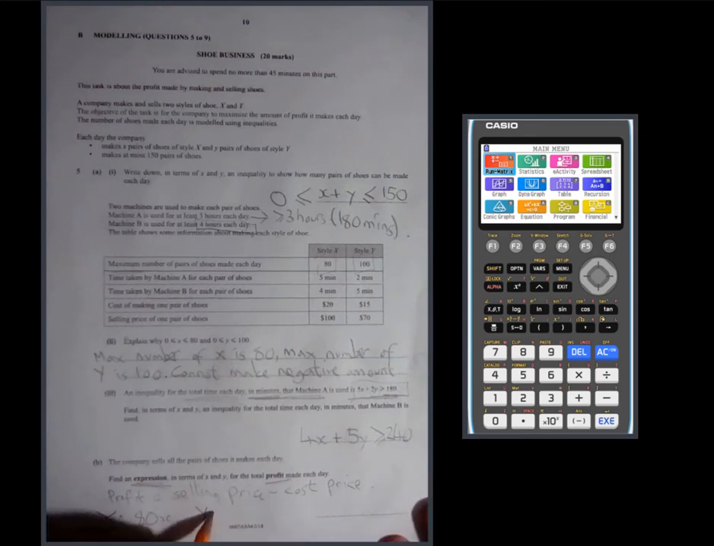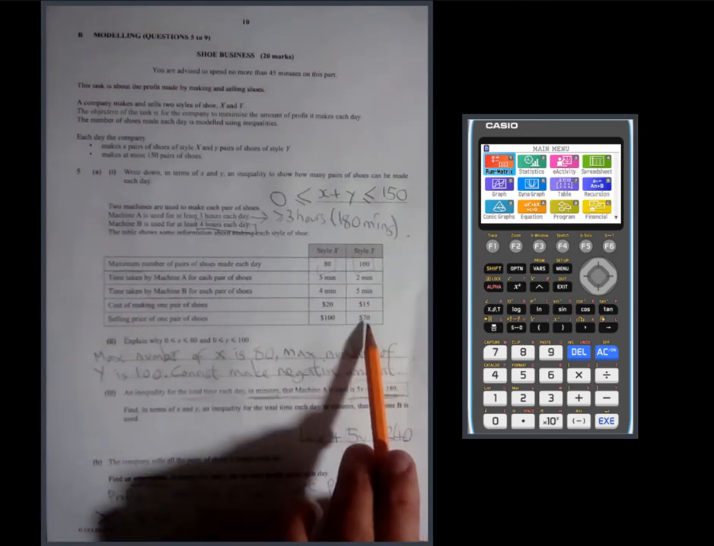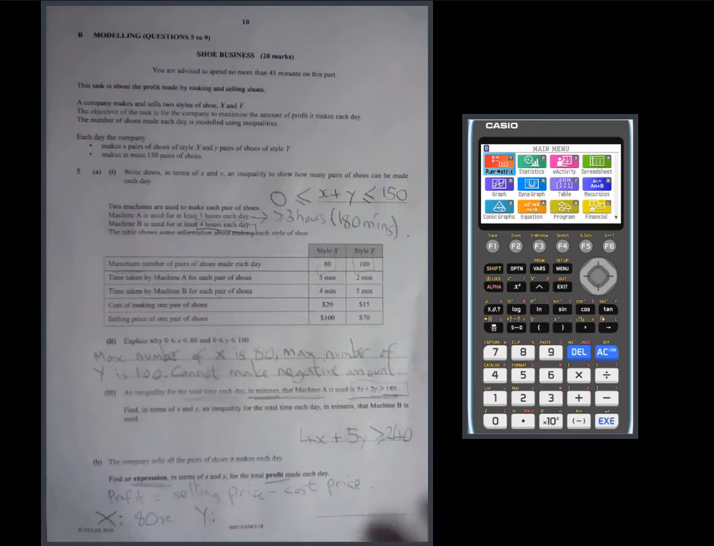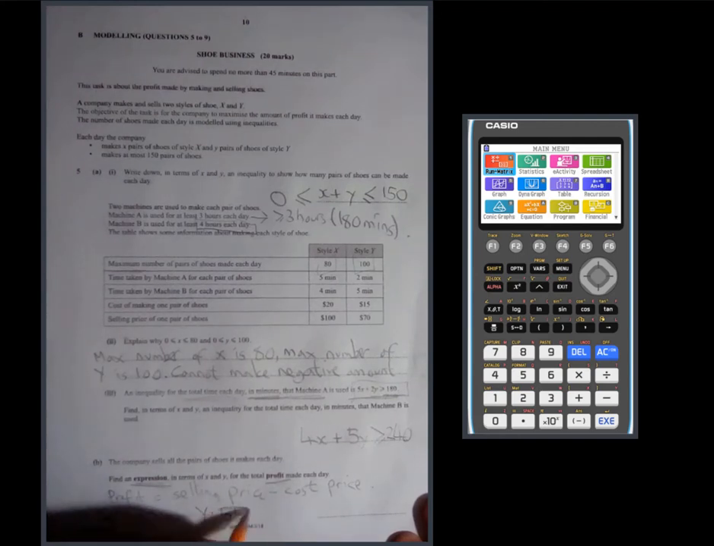For style Y, selling price is 70, cost price is 15, 70 minus 15, and we take away 10, then take away the 5. That leaves us with 55. By the way, this exam is a calculator exam. At any point, if you need a calculator for these, use it if you're not sure. I'm not using it for that just because I don't feel I need it, but by all means, if you're likely to make a mistake, just use the calculator instead. So each pair of style Y makes a profit of $55, and we make Y of those.